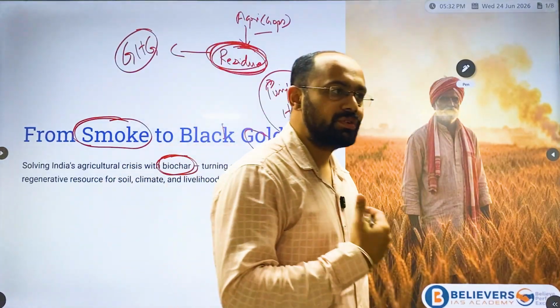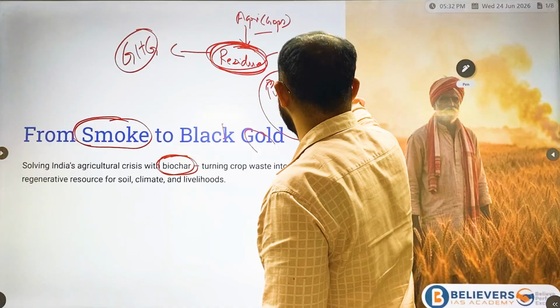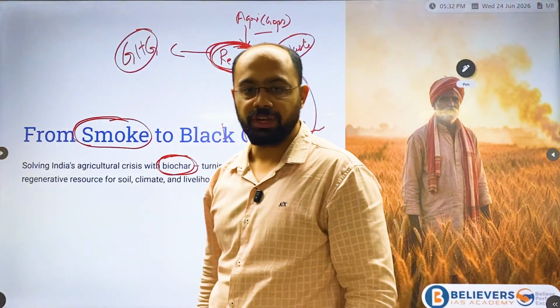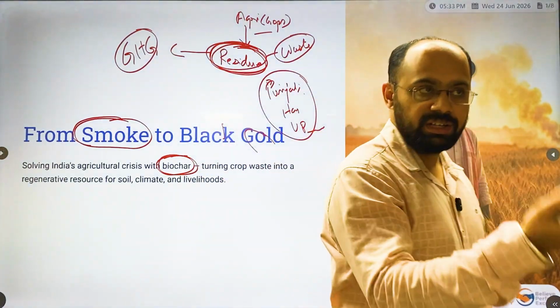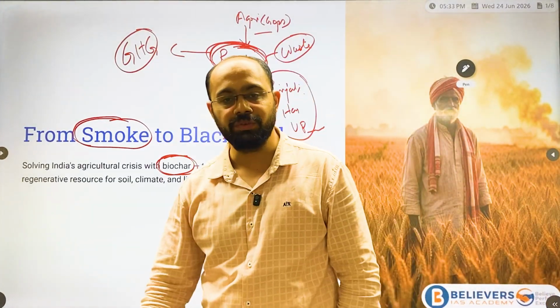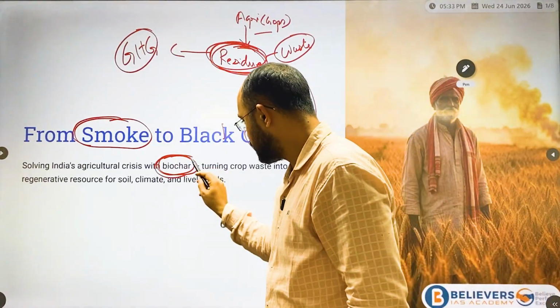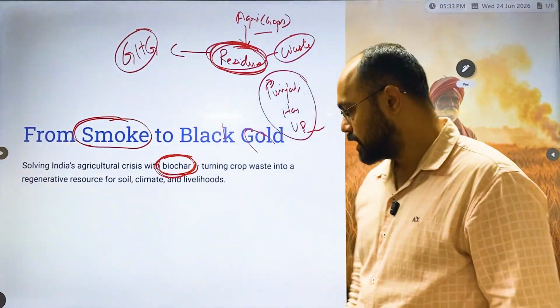Okay, so now what can we do with this residue, the agricultural waste? Instead of burning it and releasing it in the atmosphere, we can prepare something called biochar. Okay, now what is this biochar?